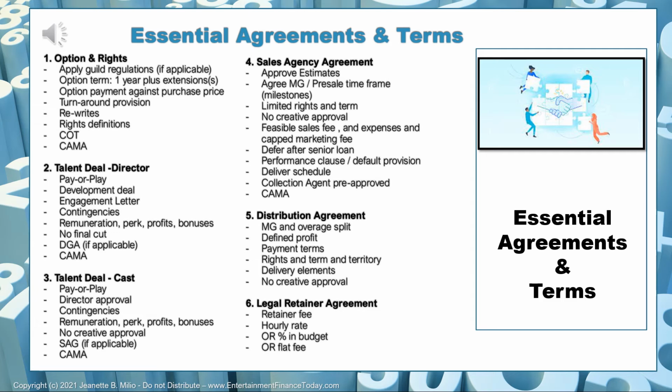When we talk about first in line option and rights, we have to make sure that if we do a deal with someone who is in the guild, we apply any guild regulations. When we do an option term, if we want to do an option for at least 1 year plus an extension, I usually do 1 year plus at least 1 year plus another option to extend. I want to make sure that in my option agreements, my option payment goes against the purchase price, so the purchase price is reduced by the option payment. I want to have a turnaround provision in all my agreements to make sure in case I cannot realize the movie, somehow the money comes back being paid to me by someone else who does it.